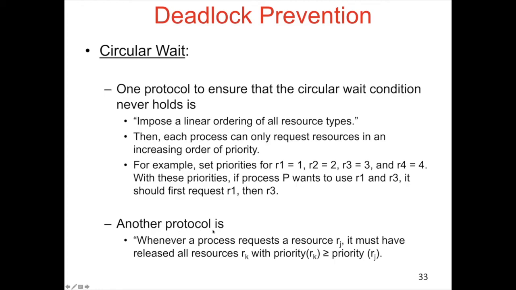Another protocol is: whenever a process requests a resource Rj, it must have released all resources Rk with priority of Rk greater than or equal to priority of Rj. Again, this is preventing circular wait.